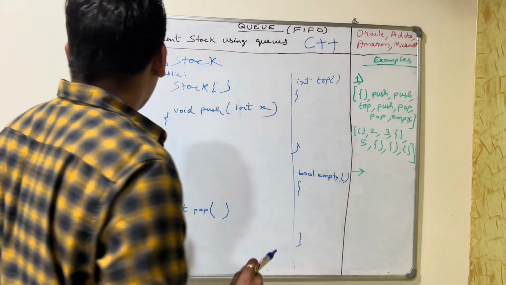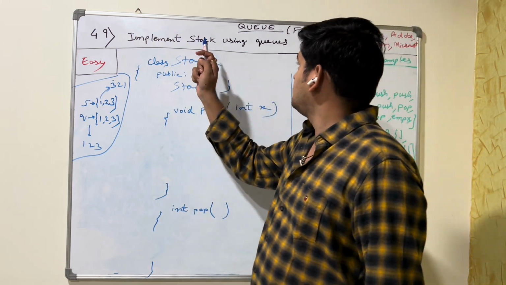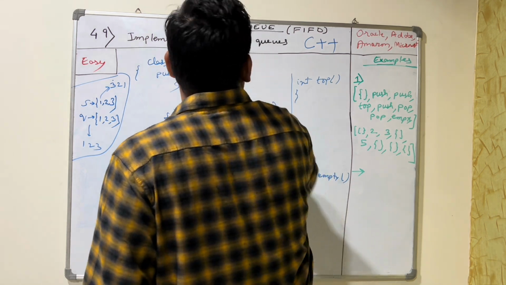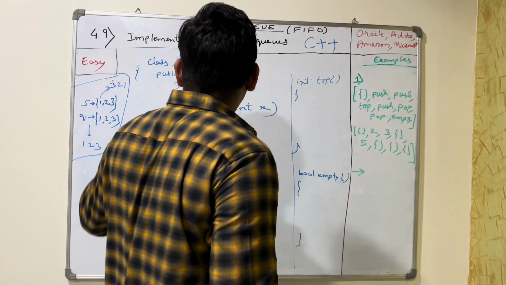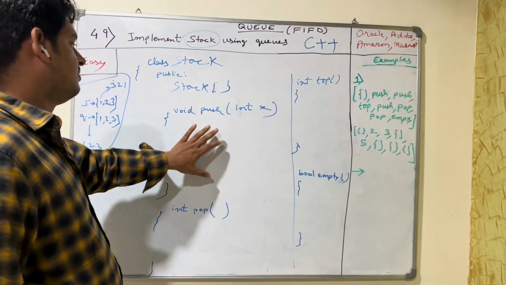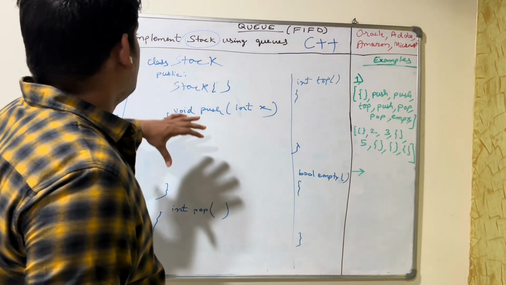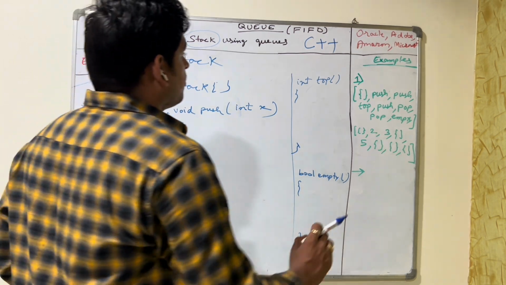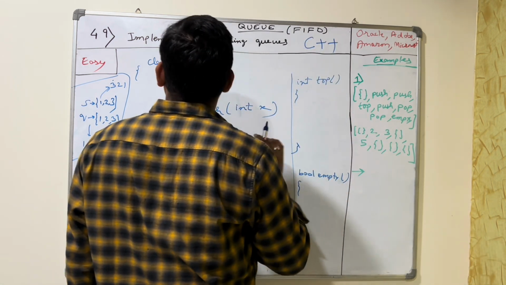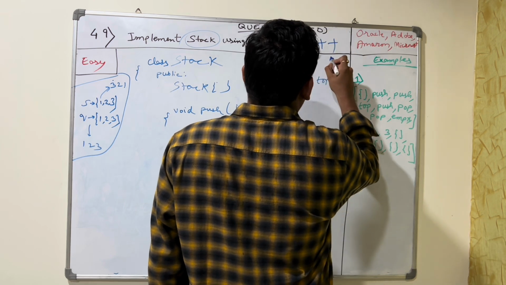Now we discussed how we implement queue using stack in the previous video. Now we will implement stack using queues. Okay, so let's look at the example. We need to implement stack. So we will be having a class of stack. We will complete these functions, but we won't use stack. We will use queues to make it as stack. Okay, so this is the formation of the class stack, and then this is pushed.